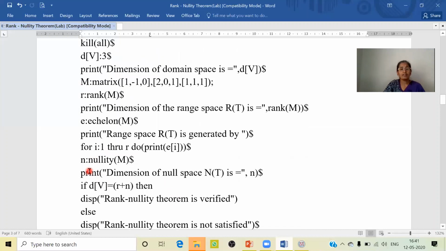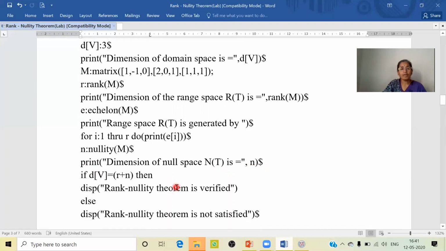Next, let us find the nullity. N colon nullity of M. This command nullity returns the dimension of the null space of M. Nullity is the command to find the dimension of the null space. So let us give the print command over here within the double quotes: Dimension of the null space N of T is equal to N.